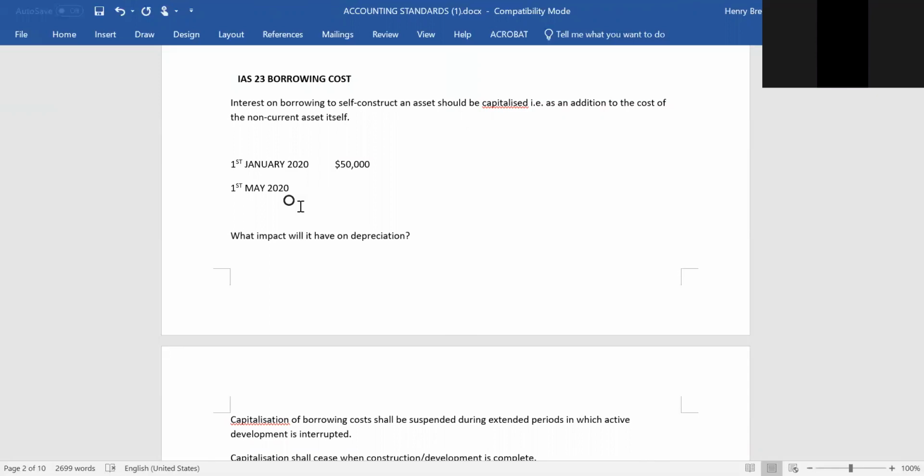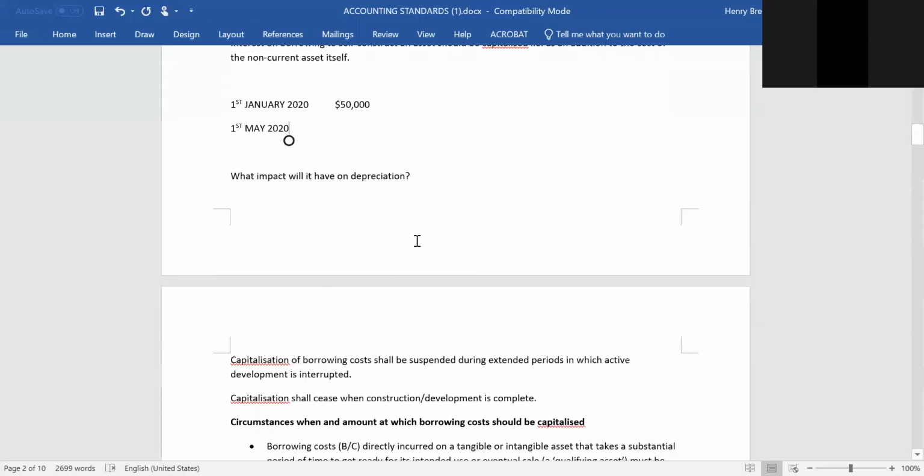Because if I capitalize that interest, I will tend to say that that value will be added to the total value of the property, plant, and equipment. At the point where I'm calculating depreciation, I can calculate the depreciation to add up to the interest. That means that the portion of the interest which was capitalized will also be depreciated. So we are looking at what impact capitalization will have on depreciation.